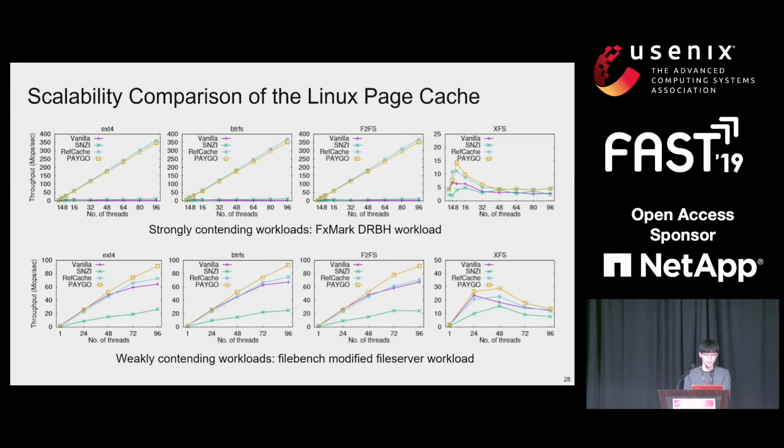PayGo and refcache perfectly scaled the throughput under strongly contending workloads. However, on weakly contending workloads, as the thread count increases, the throughput gap between PayGo and refcache widens, which was not observed under strongly contending workloads.